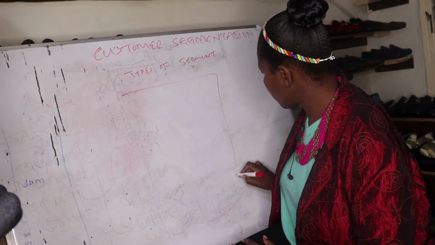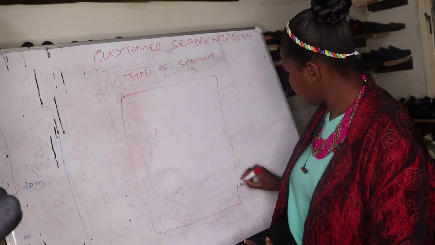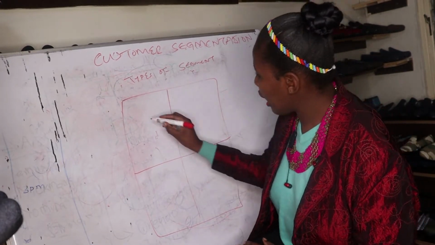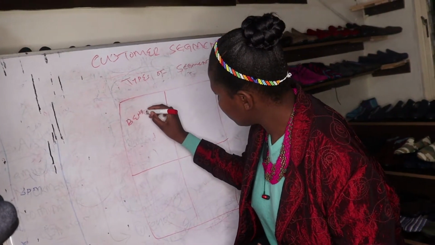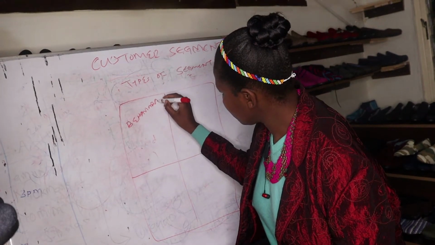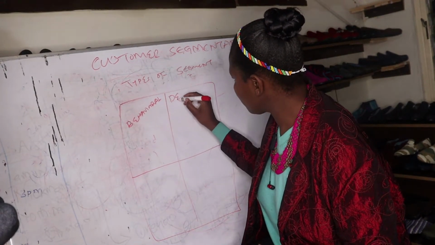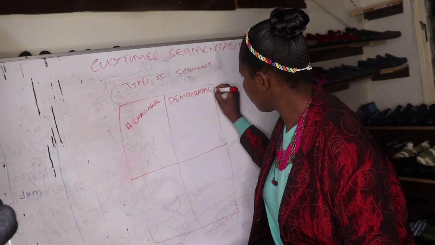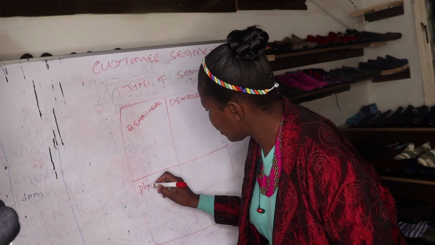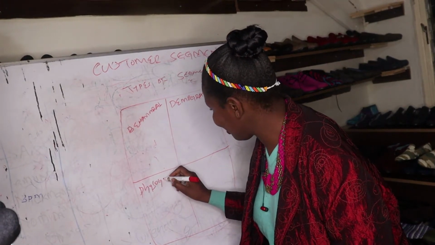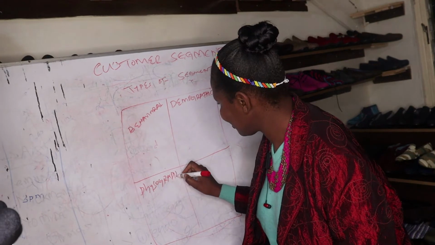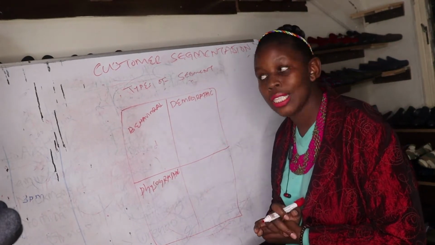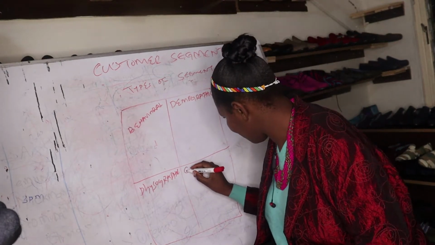So let's do this box and divide them by 4. Okay, we have behavioral, we have demographic, we have psychographic, I hope I'm saying it right. And then the last one, which is very, very important, is what? Geographic.